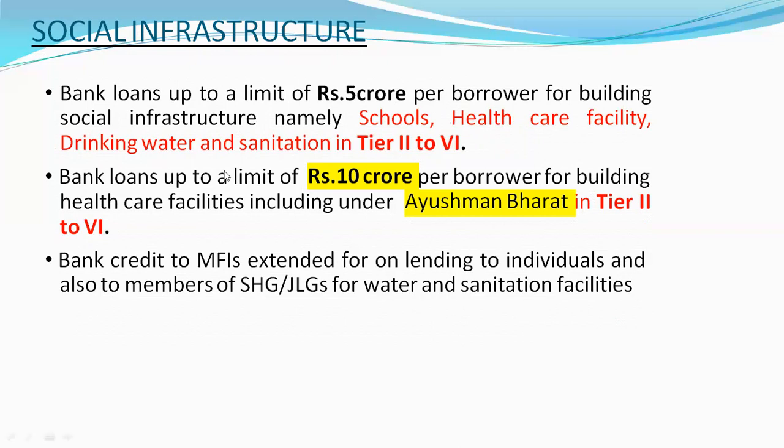But if the bank is giving loan under Ayushman Bharat project, then in that case it will be up to 10 crore. Okay, this you have to remember, the difference. Here also healthcare facilities are there, but including under Ayushman Bharat. If it is coming under Ayushman Bharat, then the bank can give up to 10 crore which will come in priority sector lending. And here for social infrastructure the limit is 5 crore rupees.